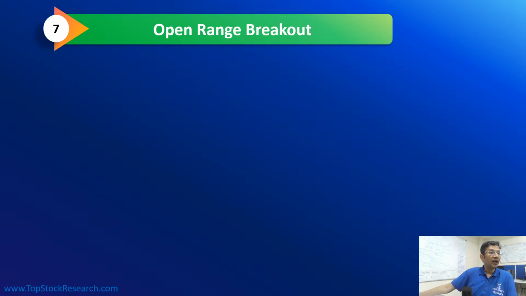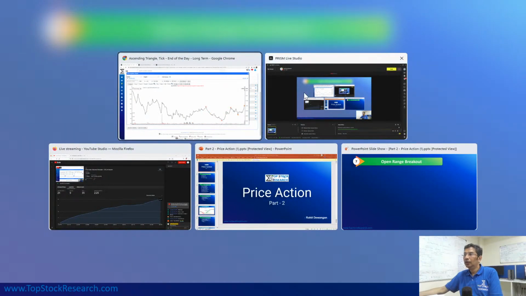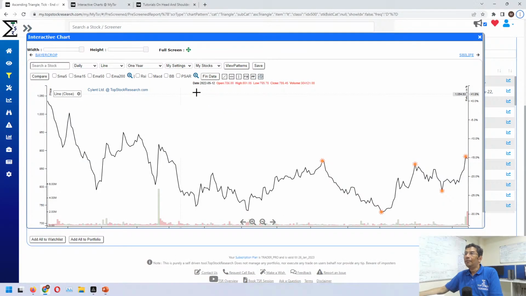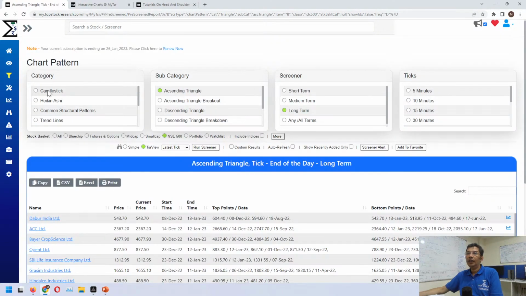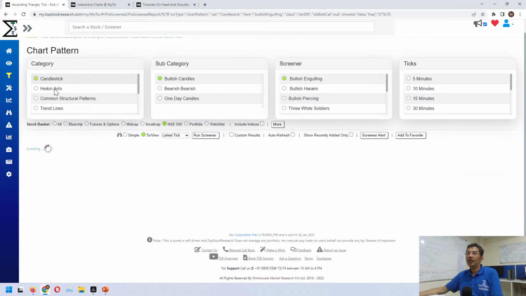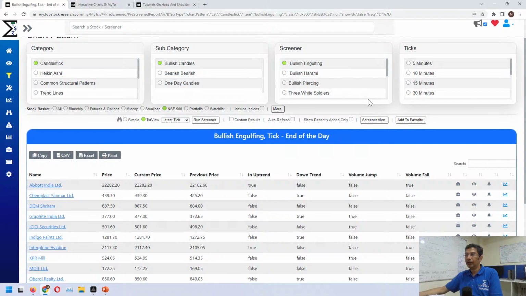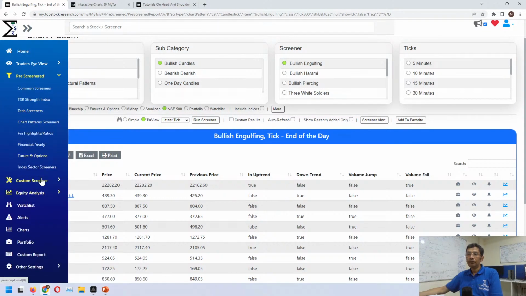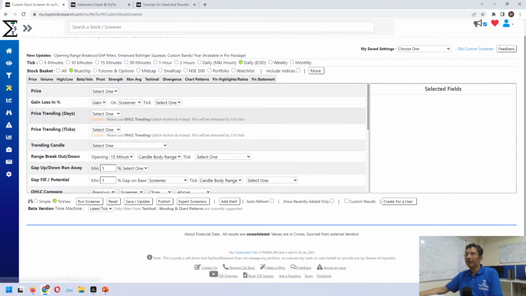Can we get ready-made candlestick patterns? Yes, the patterns are available out here, Nagaraju. Candlestick patterns are here, right? You'll get all the important patterns out here, number one. Number two, you go to DIY screeners, you can mix and match.